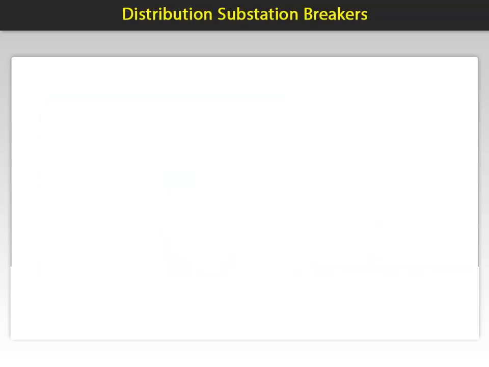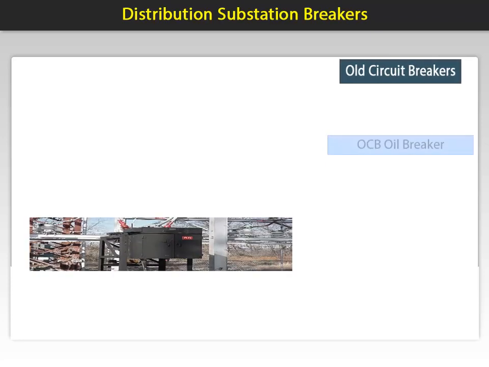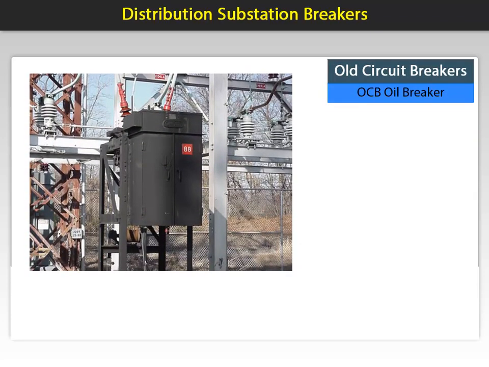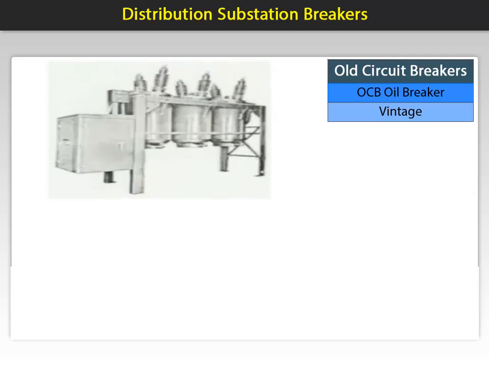If properly maintained, distribution substation breakers have a very long life. You may encounter some older ones that use an OCB or oil circuit breaker. This is typical of one. At first glance you can tell that these are vintage and dated, however the design is sound and works well. The tank arrangements and control panel may have different orientations.